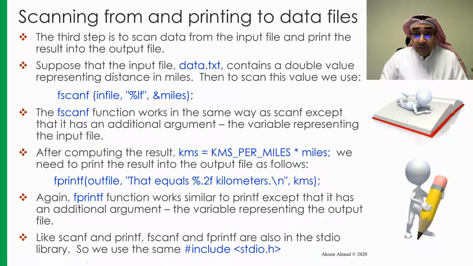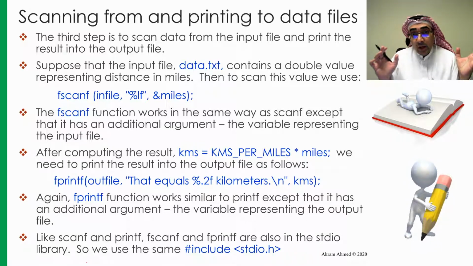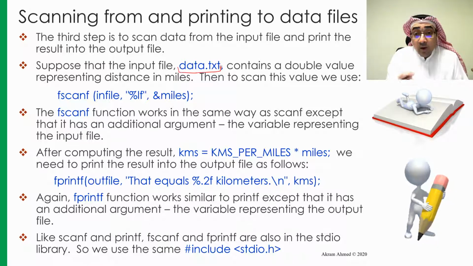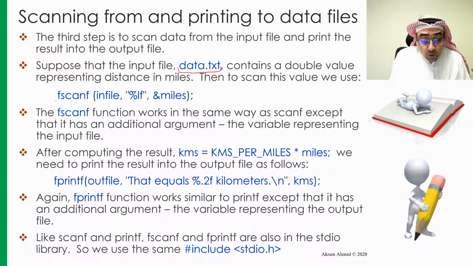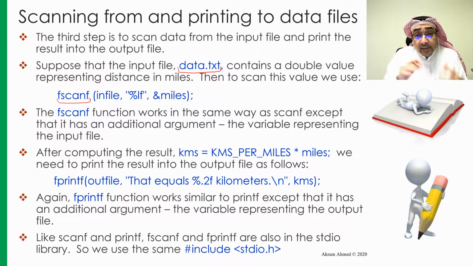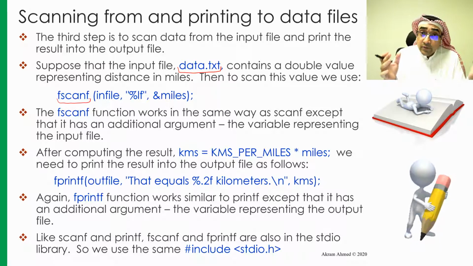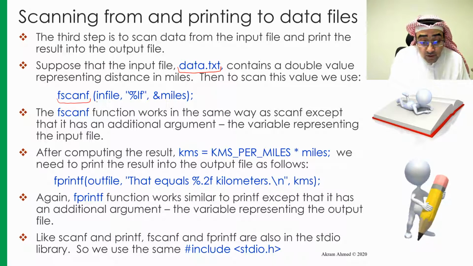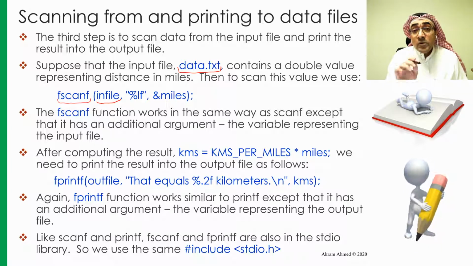Now, after you have opened a file, let's suppose that you have opened one file for a read and one file for a write. So the data file was open for a read. Now we want to read from it. How do we read from it? We use a function called fscanf. And the fscanf function is similar to the function scanf. The only difference is that we have one new parameter at the beginning where we specify which file we want you to read.